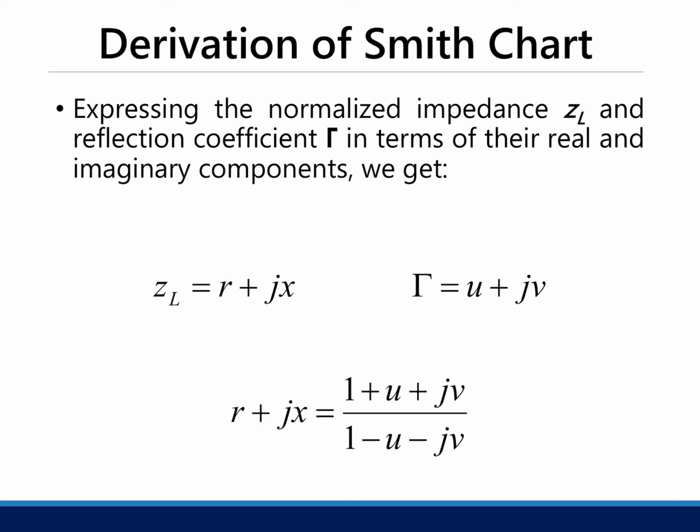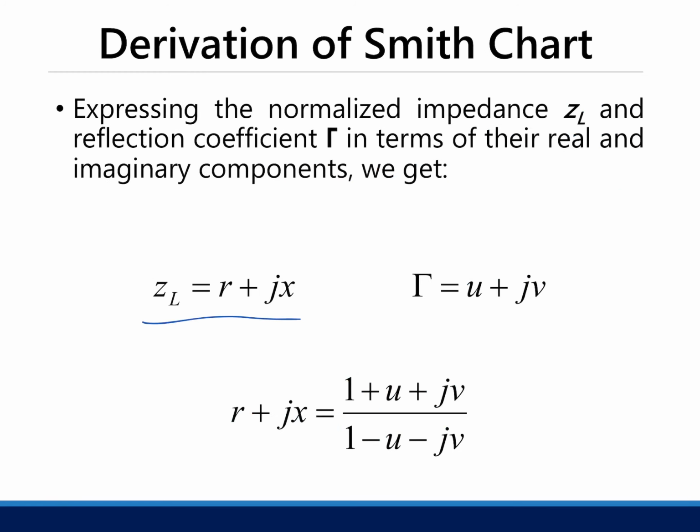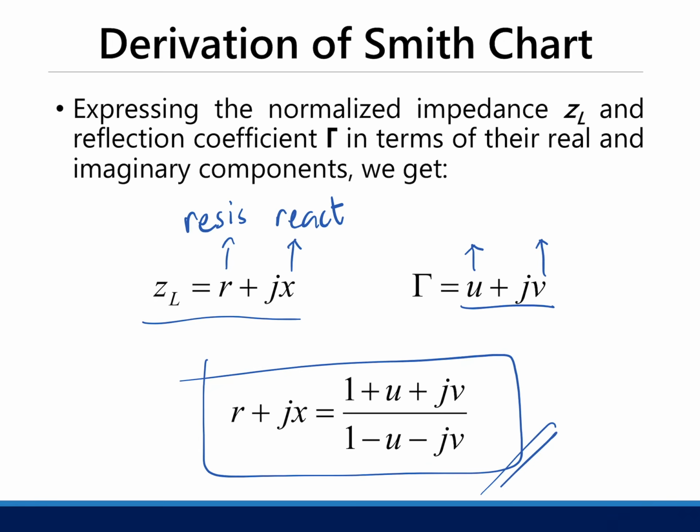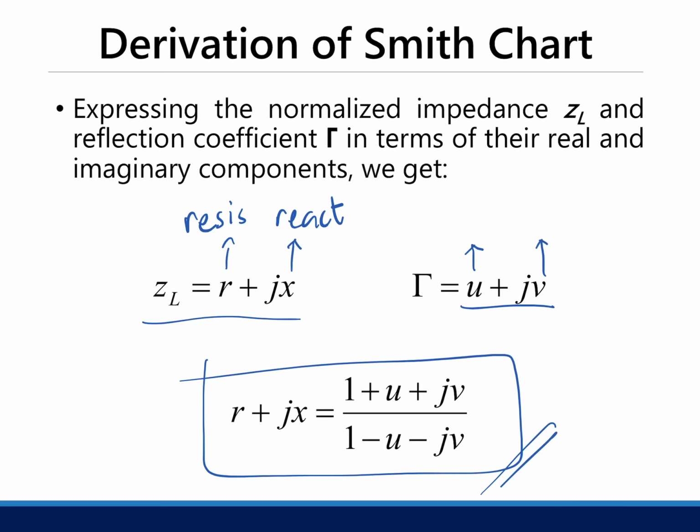The derivation of the Smith chart comes from that equation right here. If we let your ZL have a resistance and a reactance, and gamma has its own real component and imaginary component, then by substituting into this equation, we get this equation right here. We separate them into their real and imaginary forms. How do you do that? By multiplying by the complex conjugate of the denominator.